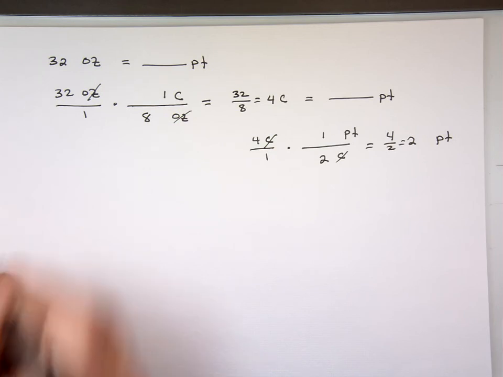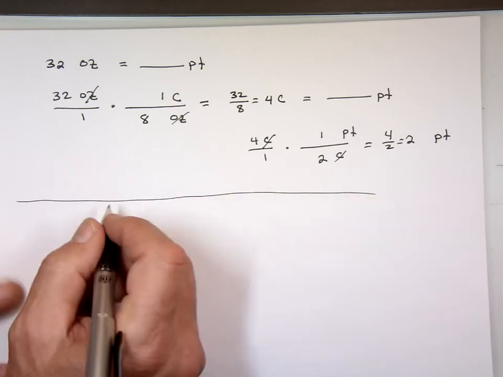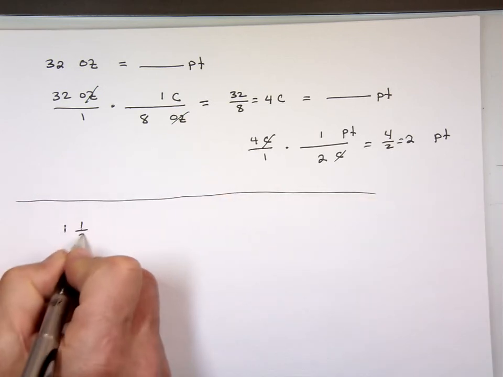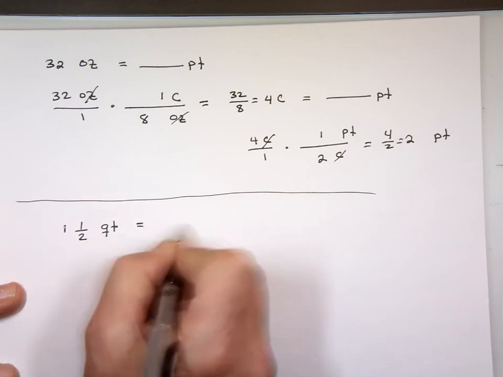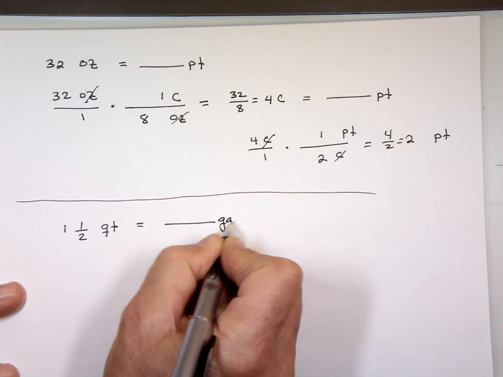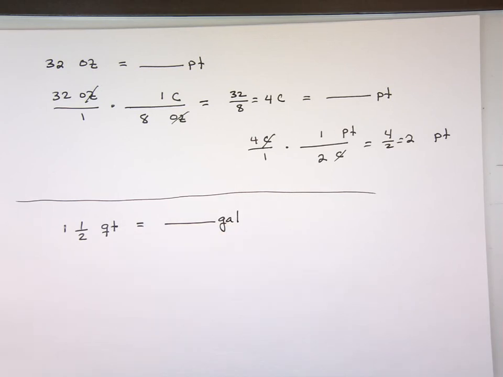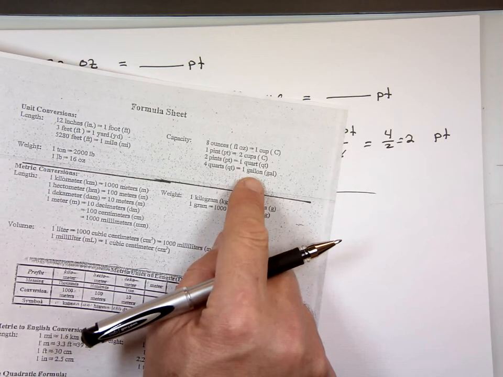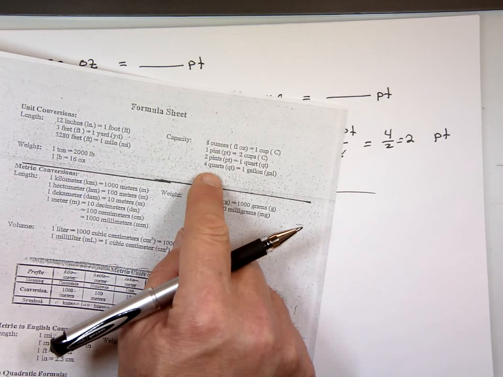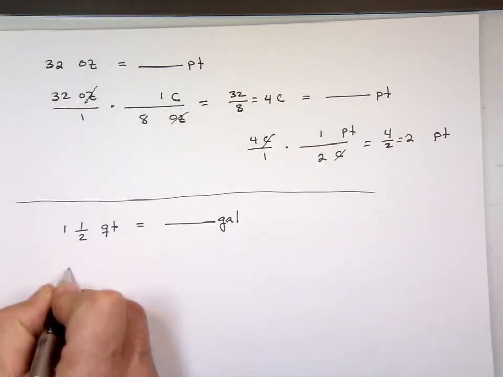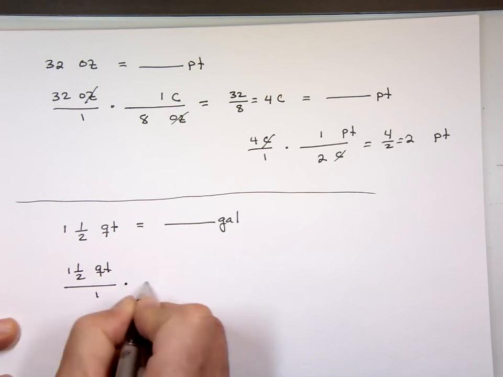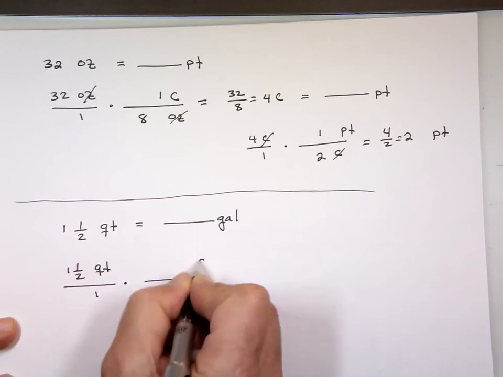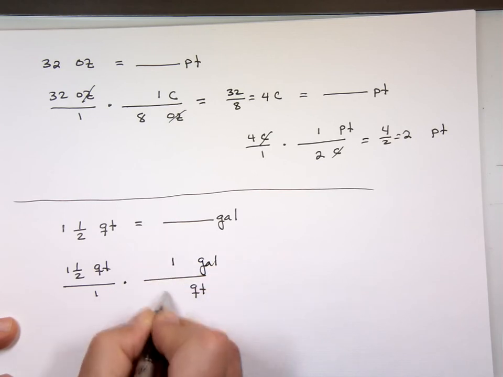We'll do some fractions to wrap it up with. 1 1/2 quarts is equal to how many gallons? Here's my unit. 1 gallon, how many quarts? 4. So 1 1/2 quarts over 1. Quarts on the bottom, gallons on the top. 1 gallon, how many quarts? 4.